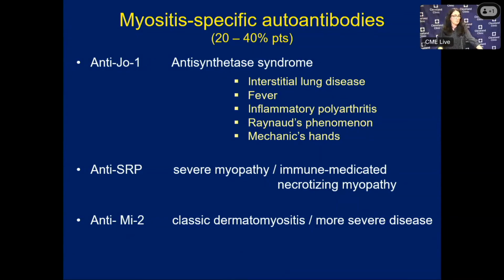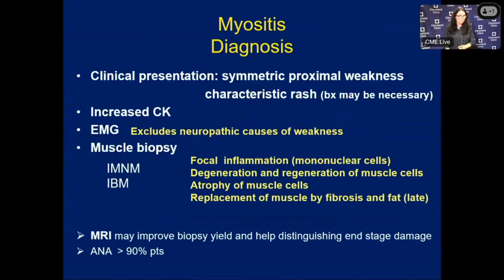Anti-SRP is more associated with severe myopathy, so it's an important one when it comes to prognosis, and more associated with immune-mediated necrotizing myopathy, which is a specific type of inflammatory myopathy that I'll discuss a little bit. The anti-Mi-2 is associated with classic dermatomyositis and also has a prognosis of more severe disease.